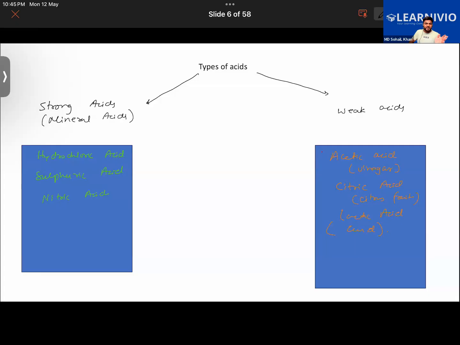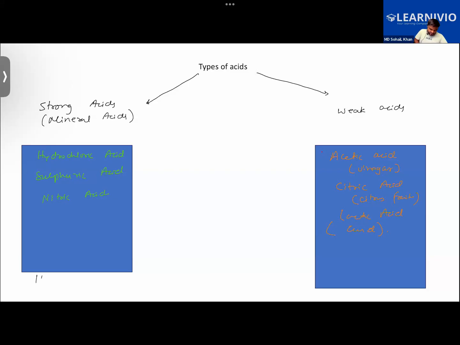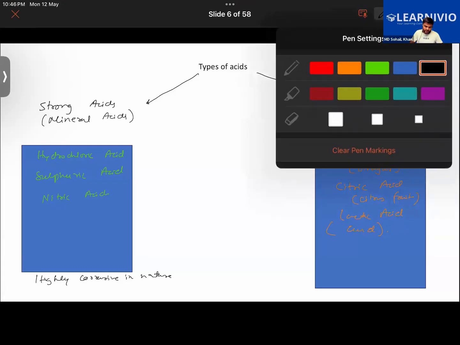So the major difference between a strong and a weak acid is that the strong acids are highly corrosive in nature. Plus, they give a very strong smell. If you try to inhale the smell coming out of it, it can cause some irritation in the nasal passage. But the weak acids will not cause harm to us right now. Although if we consume them in excessive amounts, it can lead to some problems, they are not going to cause so much harm.